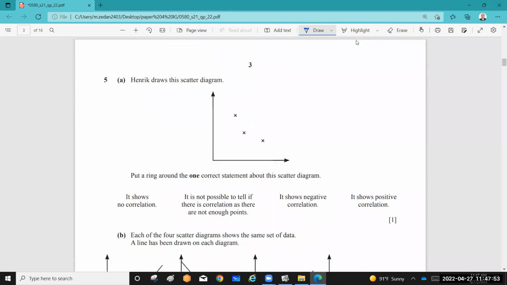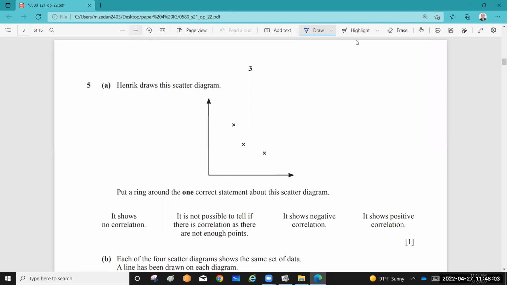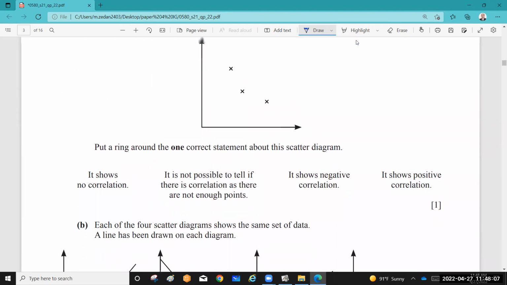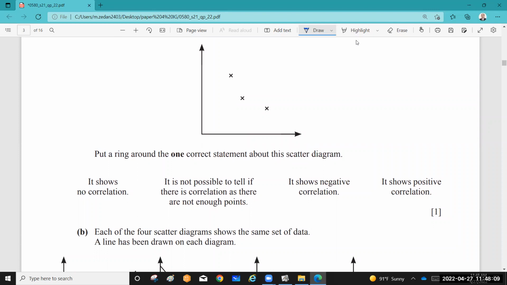Henrik draws his scatter diagram. Put a ring around the one correct statement about this scatter diagram. I have only 3 points plotted on the scatter diagram. Do you think that 3 points are enough to determine whether the correlation is positive or negative? No, it is not enough.